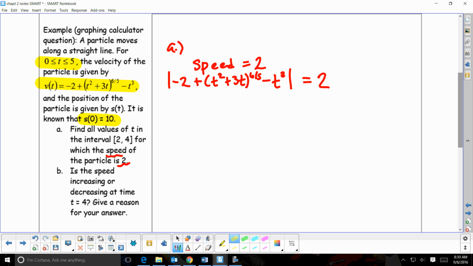Go into the catalog. And again, I only want it on the interval from 0 to 5, right? No, what did it say? Actually, they gave me a smaller interval. They said from 2 to 4 in part A. Pay attention. Okay.